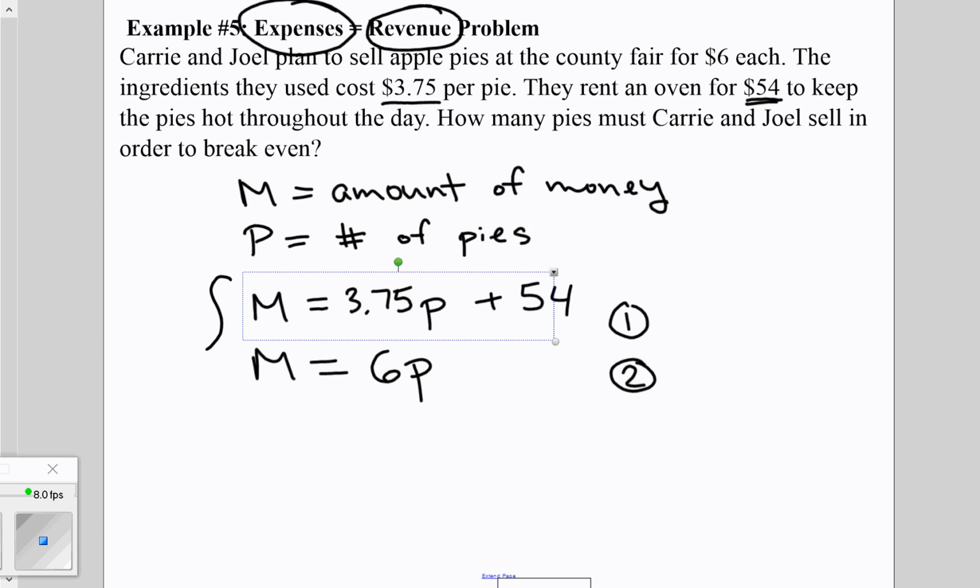So now we have this system of equations where one of them represents the amount of money spent, those are expenses, and the other one represents the revenue, or the money earned. In this case, we're going to solve and try to find out when it breaks even. So if you break even, then money from equation 1 will equal money from equation 2. So that's what we're trying to find out. When does M equal M?